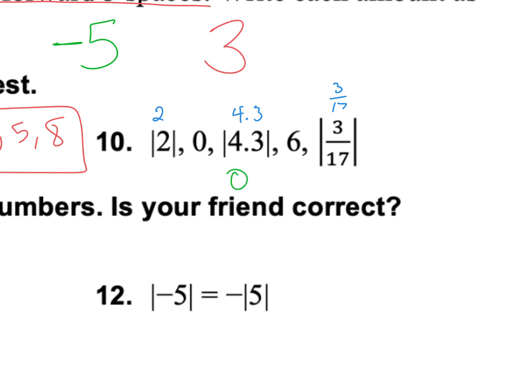This one's pretty straightforward. 0, 2, oops, I said it's straightforward and then screwed up. 0, 3/17, because that's not even one whole. How would it be one whole if it was 17/17? That's one whole using 17ths. And so 0, 3/17, 2, 4.3, and 6.